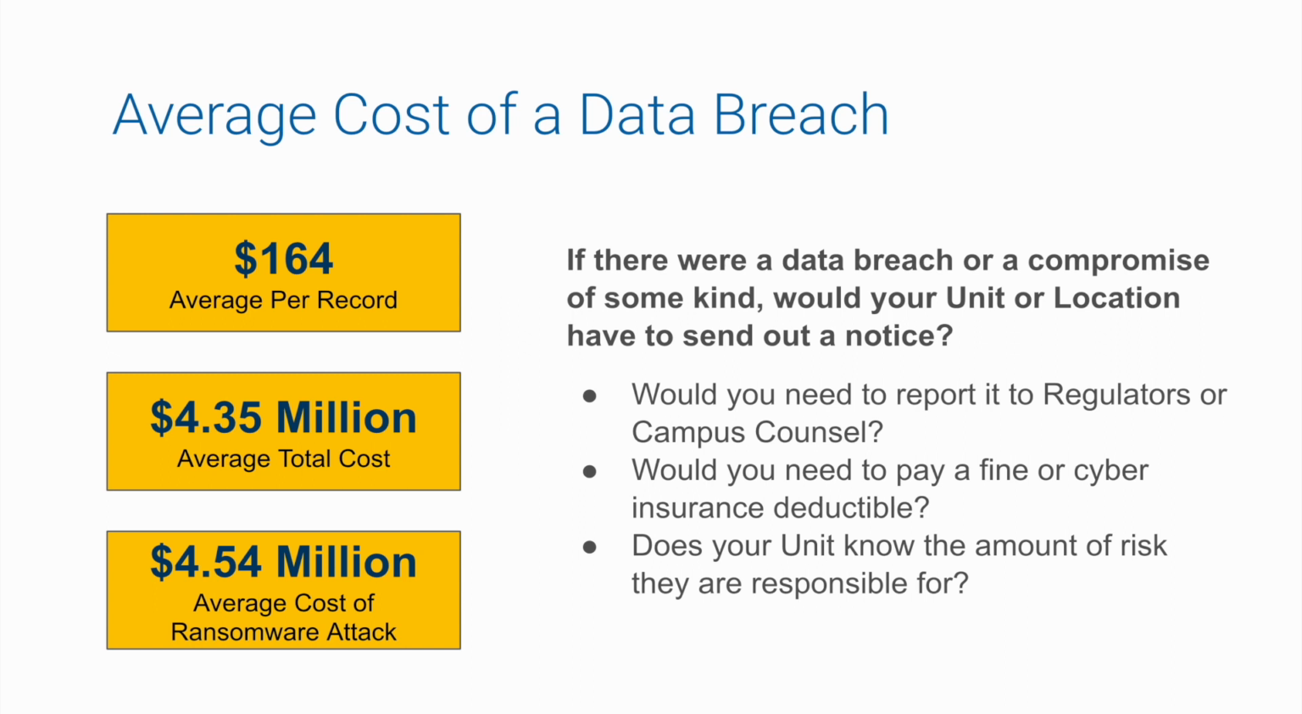Would you need to report it to regulators or campus council? Before this is done, the first thing that a unit should do is to complete the incident response form. From there, the incident response team will perform the necessary actions to handle the incident. This includes notifying regulators or campus council, and units will be aware of and sign any notifications that are sent out. It's important to note that campus council and UCRP are notified of nearly all incidents.